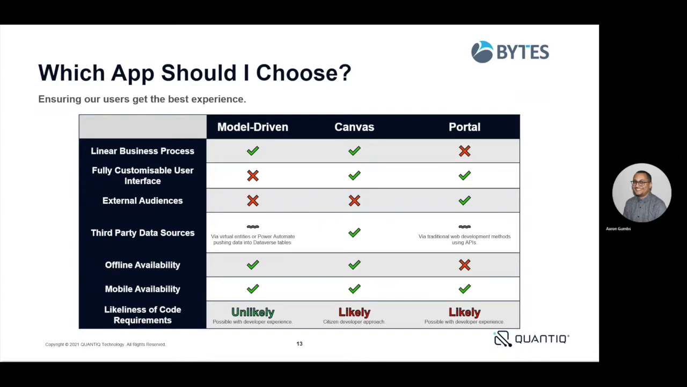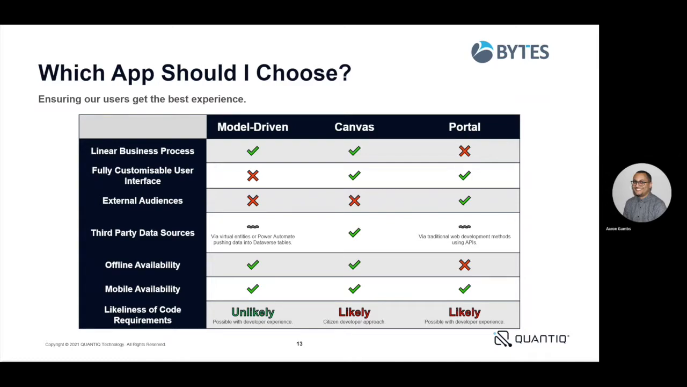And the last thing I'd say on this slide as well is that when we're talking about code and things like that, it's unlikely we'll need code for a model driven application because of the way that Microsoft have moved away from JavaScript and tried to implement business rules and business process flows and Power Automate. So that's great for us. It means that we can deliver the product quicker.